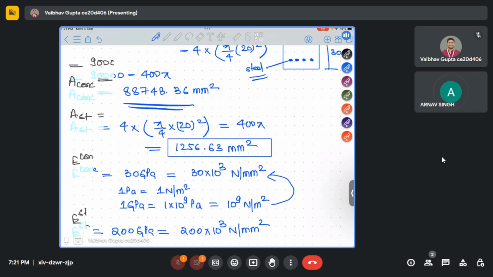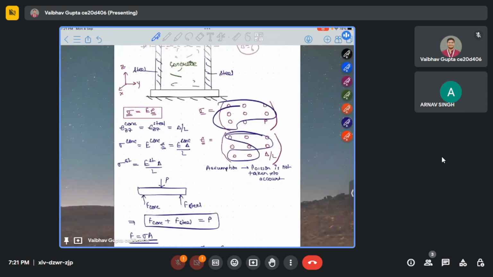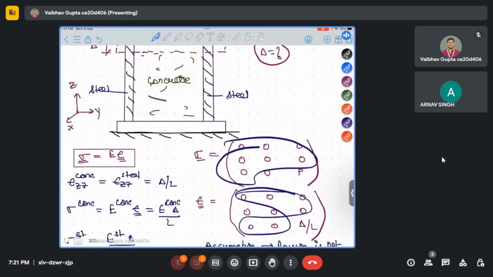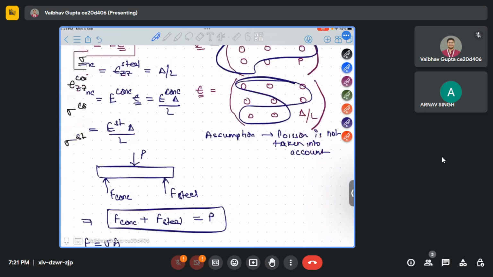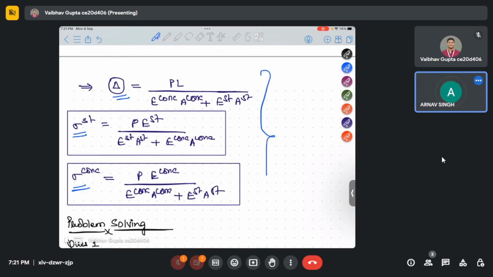Now you remember I solved this case 6. I will show you this case 6, the composite case. This case and the question asked are the same. Here we derived sigma of steel and sigma of concrete and delta also. This is the formula we have to use. You can look back at case 6 to see how we derived it. I won't derive it again and again.